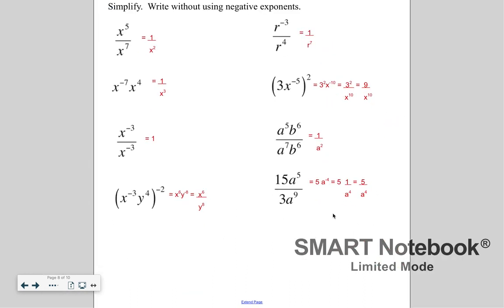All right. The last one, I did 15 divided by 3. I got 5, okay? And that's like 5 to the first power, positive 1. I subtracted the exponents here and did the same thing. Okay, 5, you're to the positive 1. So 5, you get to go to the top, a to the 4th to the bottom. Or you could also think of this as 5 times 1 over a to the 4th. And you would get the same answer.